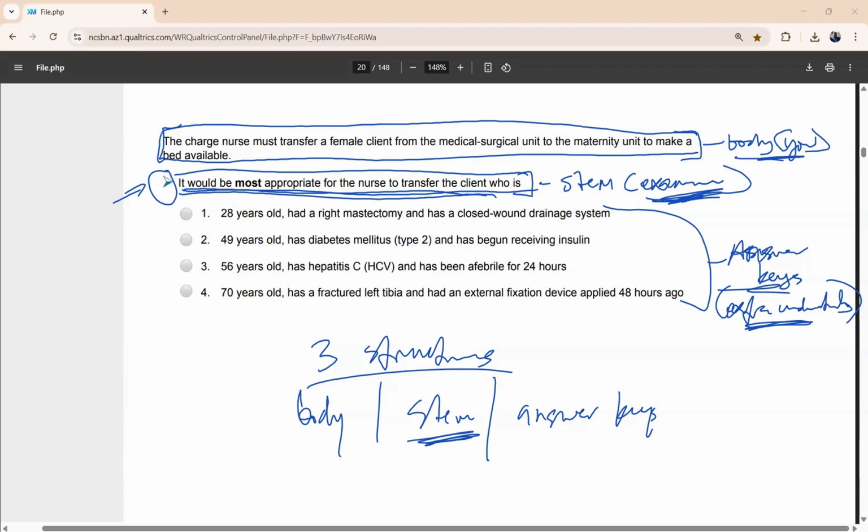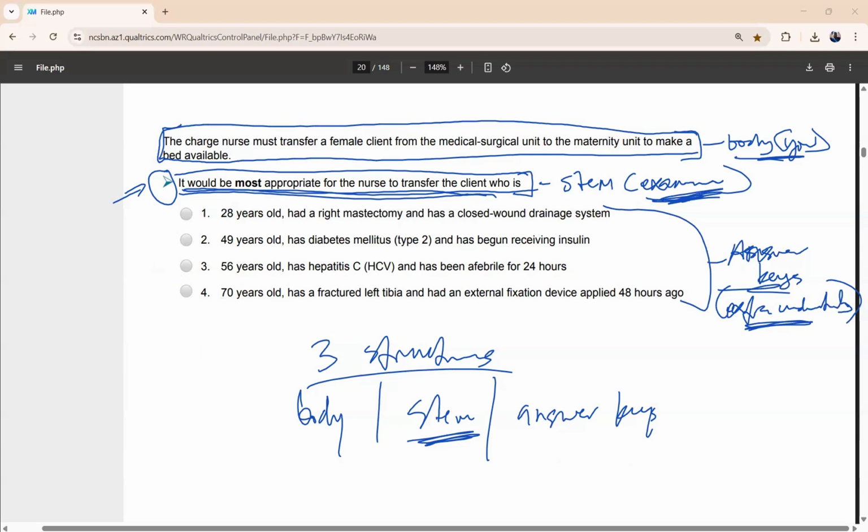You can see obviously your answer key is like this. Your answer key can be written in various forms. It can be written like this. It can be written as select, order, apply. It can be written like bow tie, case study, answer keys. The answer key is just where you select your answers from. So that one is clear.